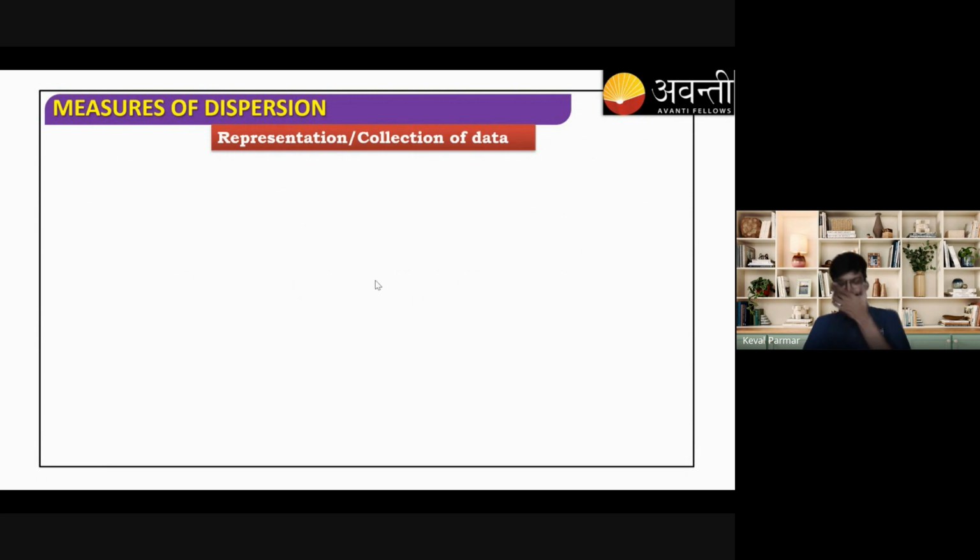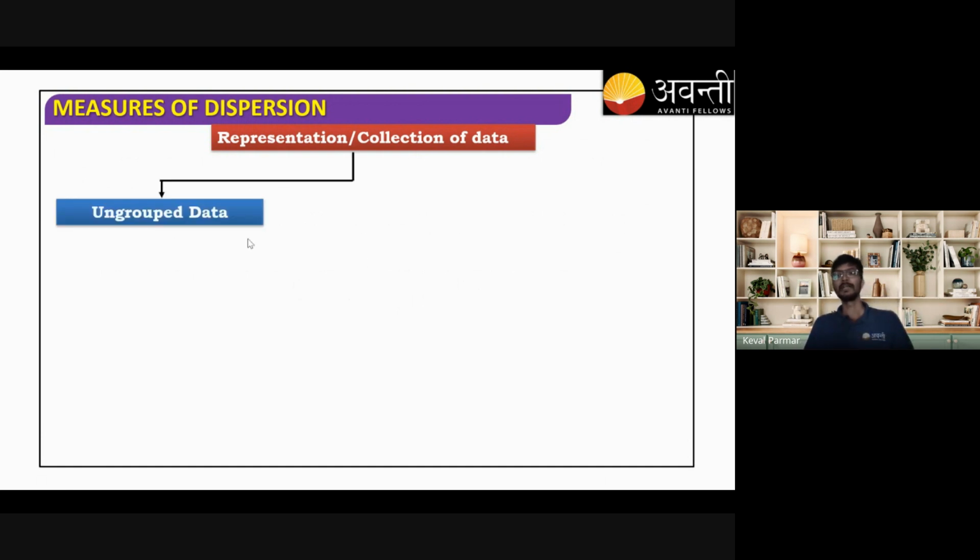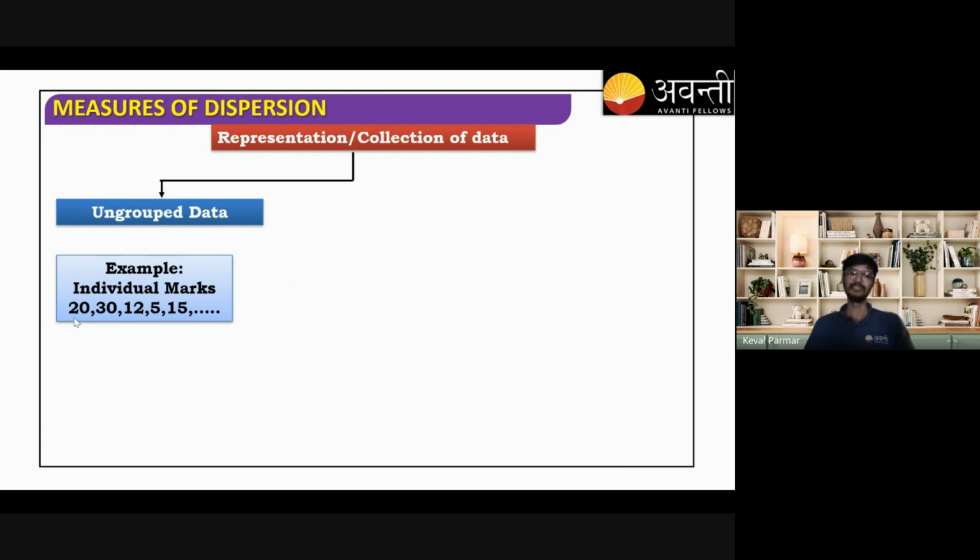So let's see. Here I have made a tree diagram sort of thing, so that in which ways can we represent the data. So as you all know, we have the main ways, ungrouped way and grouped way. So let's revise it again. Ungrouped data. The next is example, individual marks. I write the marks randomly in any way. As you can see here, 20, 30, 12, 5, 15. So this is ungrouped data.